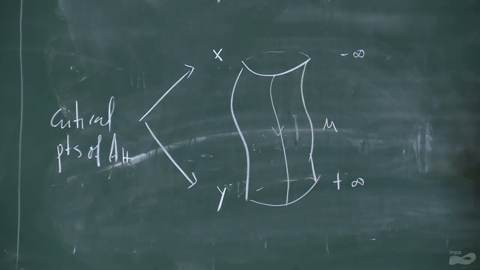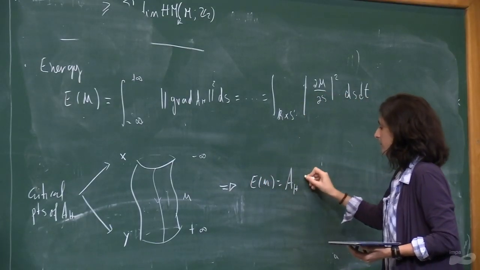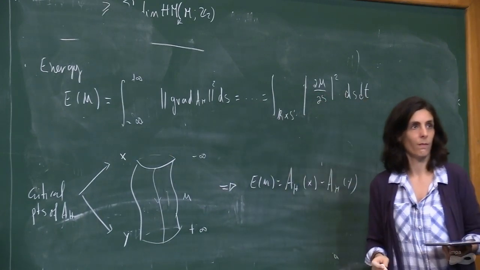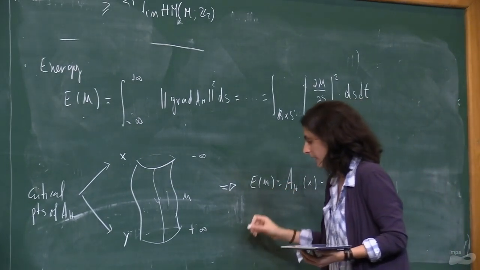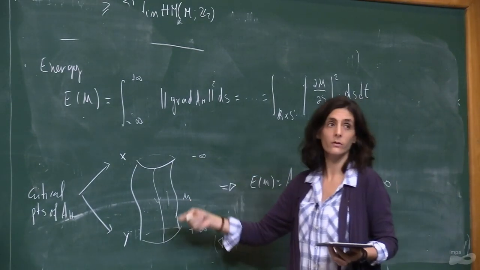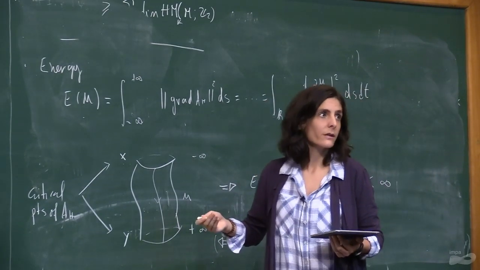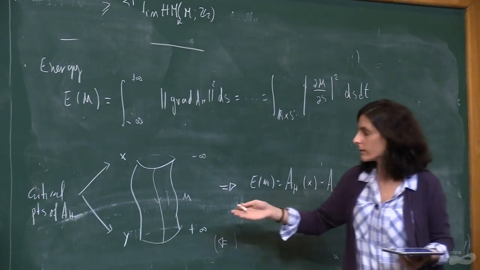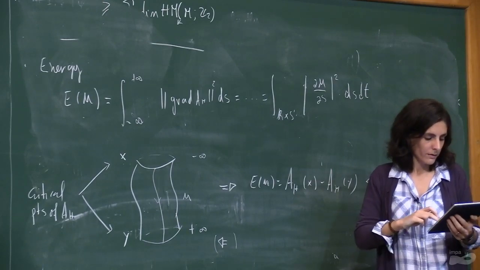So when we're in this situation, the energy is just given by the difference between the values of the actions of each critical point. So this in particular is finite. And I won't prove this, but it is true that when the energy is finite, then this u must connect two critical points of the action functional. So now the space of trajectories that I'm working with are these trajectories that have finite energy, so that they connect critical points of the action functional, just as we had in the Morse case.